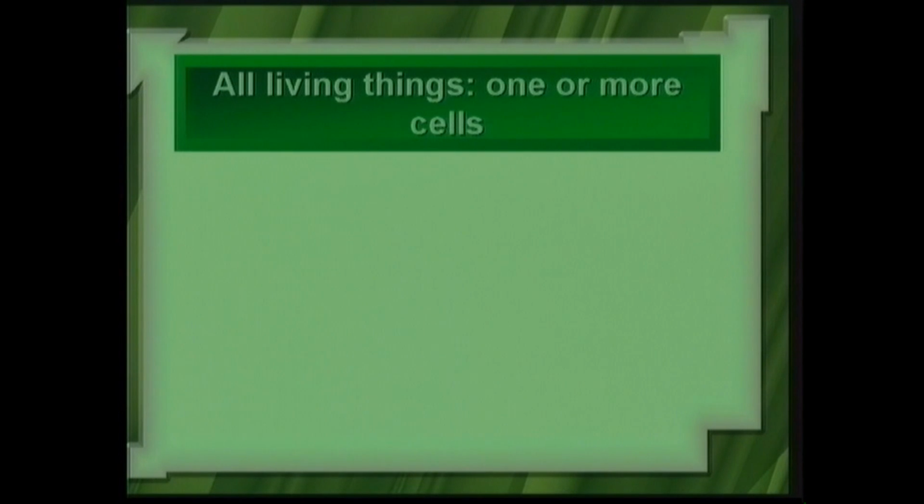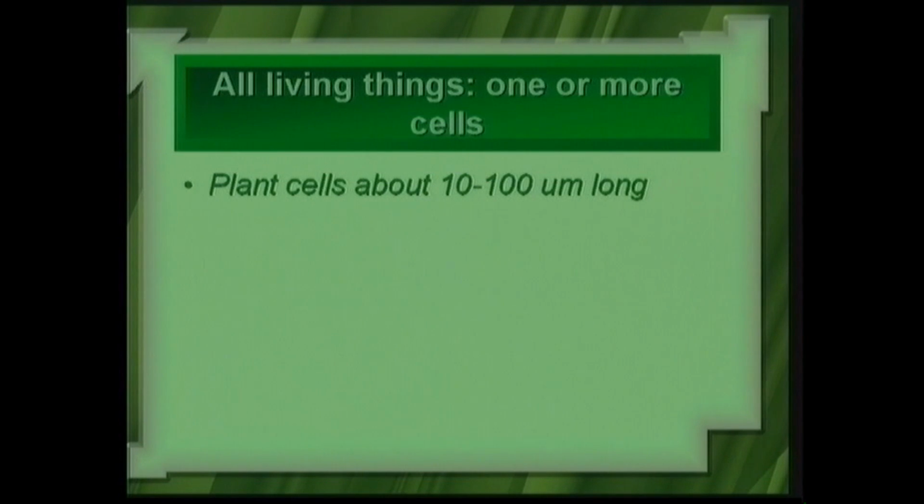Okay, so one of the things we have to establish, do you recall when we were talking about the different kinds of life and the different components and properties of living things? Well, one of the things we talked about was that generally all living things are cellular. They're all made up of either one or more cells. So let's see, plant cells are pretty small too. They're about maybe between 10 and 100 micrometers long.